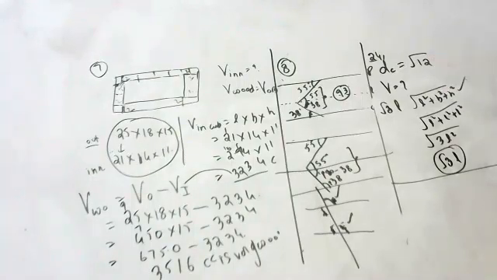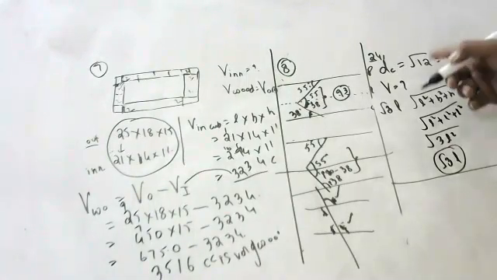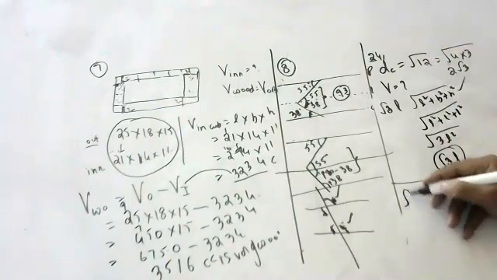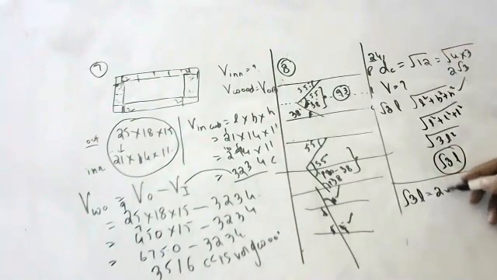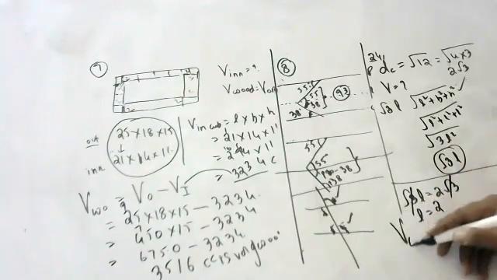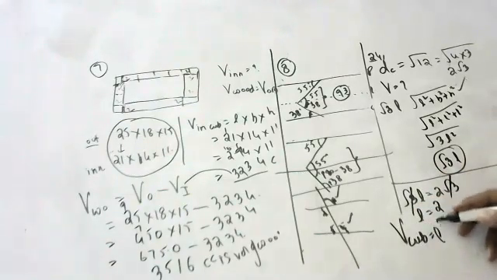So children, root 12, how can we write it? 2 root 3. So root 3L is equal to 2 root 3. Root 3, root 3 cancel. L is 2. Now what is the volume of a cube formula, children? L cube. That is 2 cube, that is 8 cc. Okay.